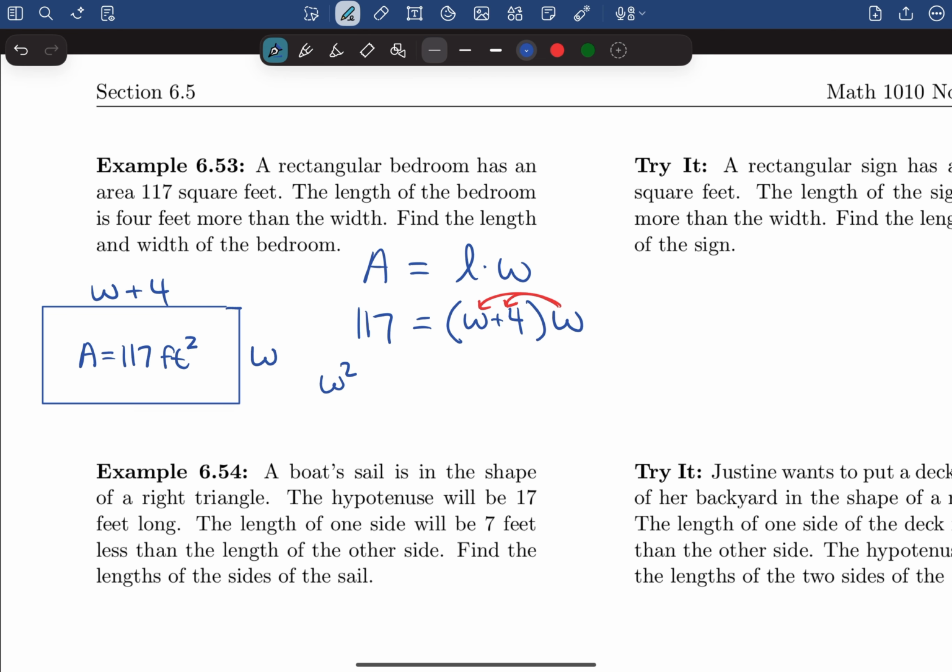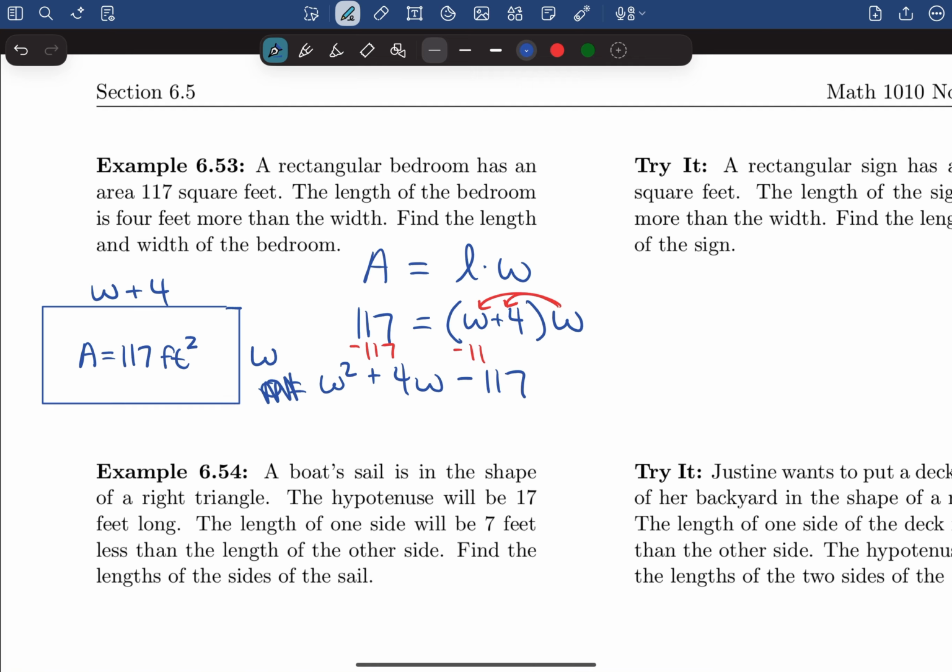And then I have a plus 4W. And then I want to subtract 117 over here, right? So that I set the equation equal to 0. So I have a minus 117. And so that's all equal to 0.